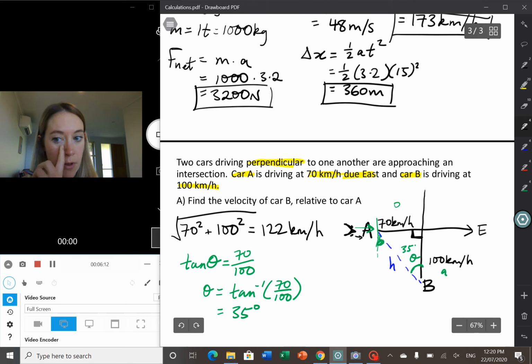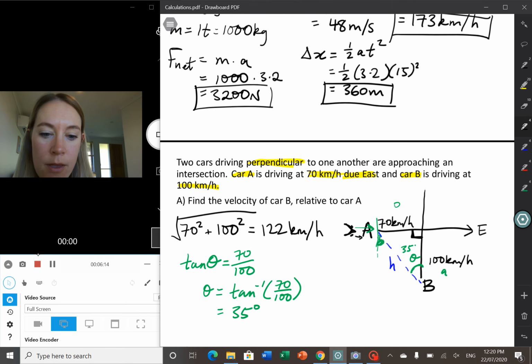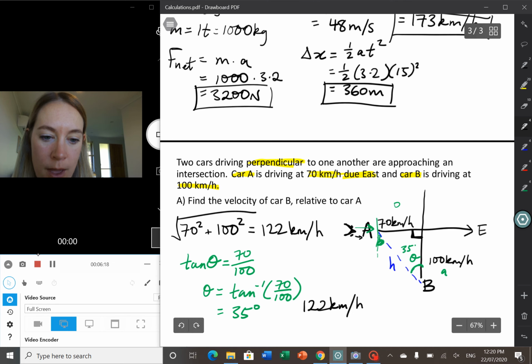So my final answer, the velocity of car B is going to be 122 kilometers per hour, traveling east 35 degrees south.